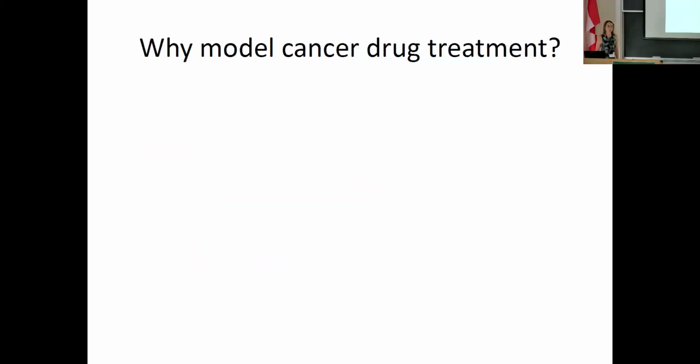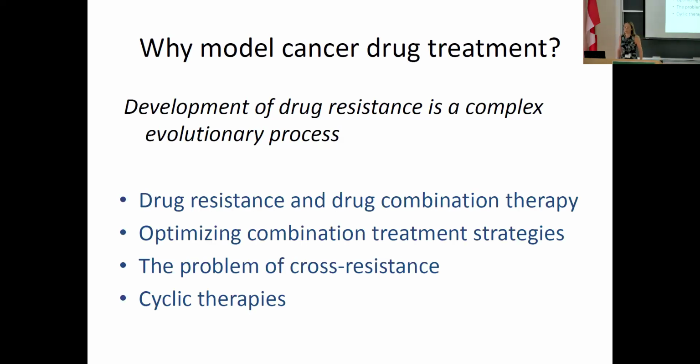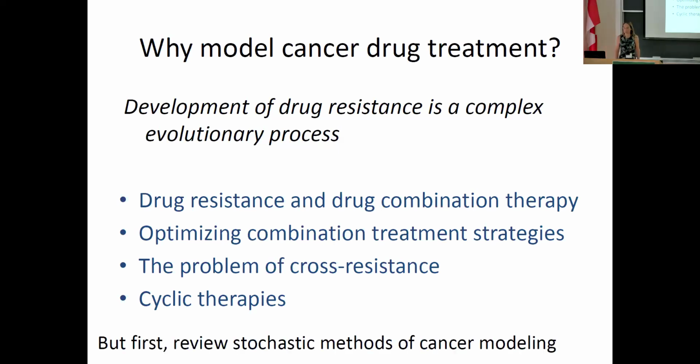So why do we model this mathematically? I think the simple answer is that development of drug resistance is a complex evolutionary process, and you cannot just figure it out by talking about it and drawing diagrams, right? We need specific models for that. By using these models, we can address many questions that arise in this respect. I'll list some of them here: drug resistance and drug combination therapy, optimizing combination strategies, the problem of cross-resistance, and cyclic therapy. These are the ones that I'll mention today.